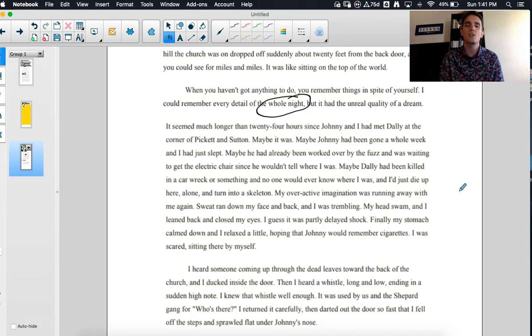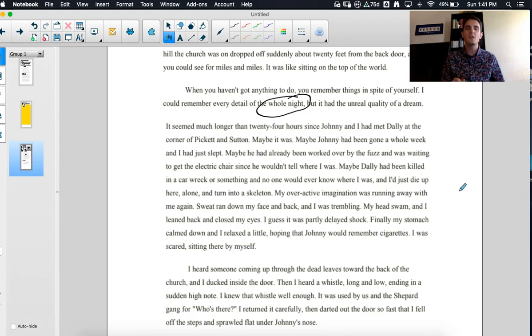My overactive imagination was running away with me again. Sweat ran down my face and back, and I was trembling. My head swam, and I leaned back and closed my eyes. I guess it was partly delayed shock. Finally, my stomach calmed down, and I relaxed a little bit, hoping that Johnny would remember cigarettes. I was scared, sitting there by myself.